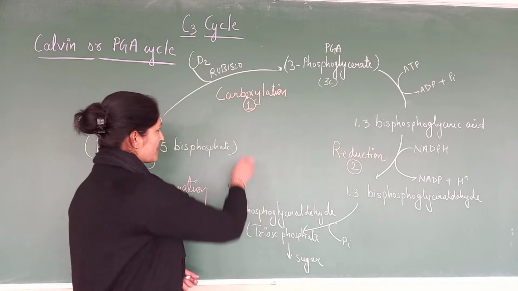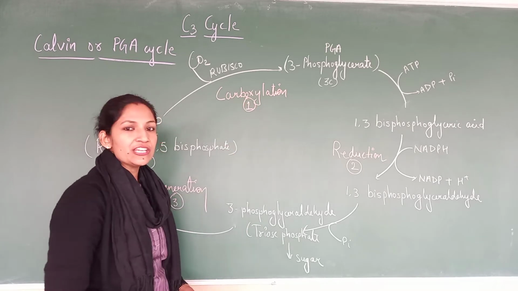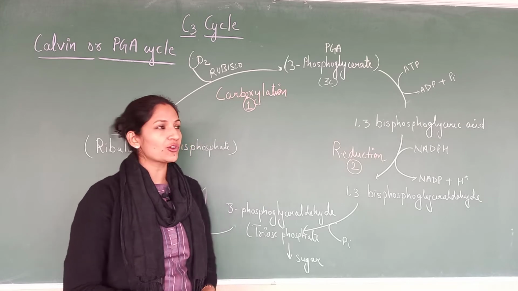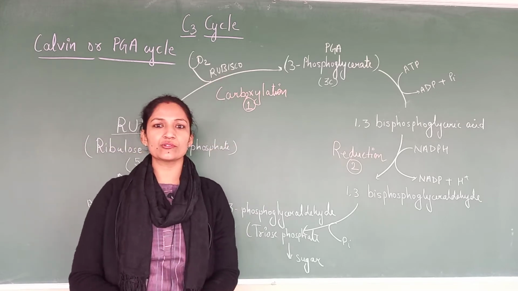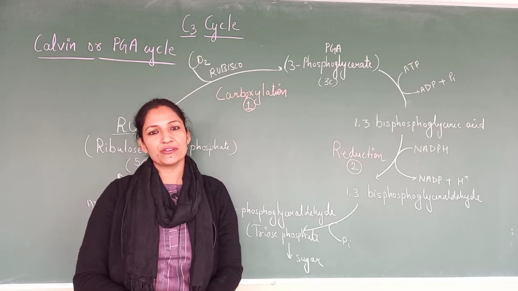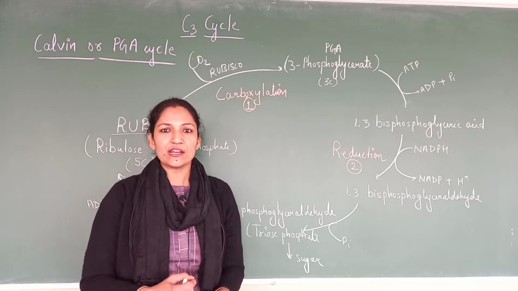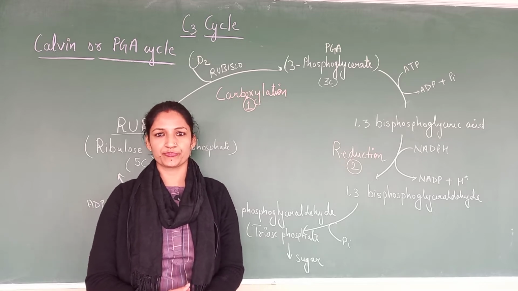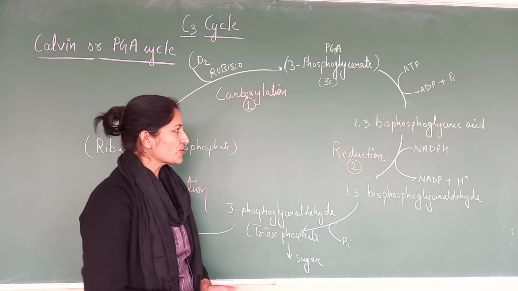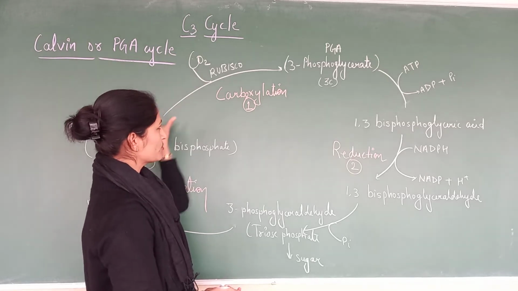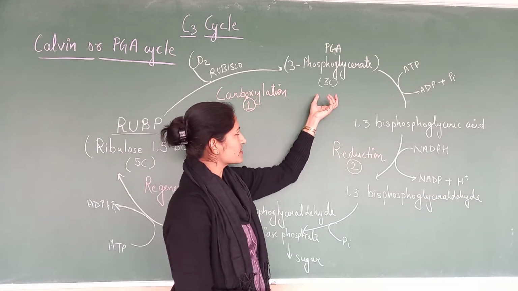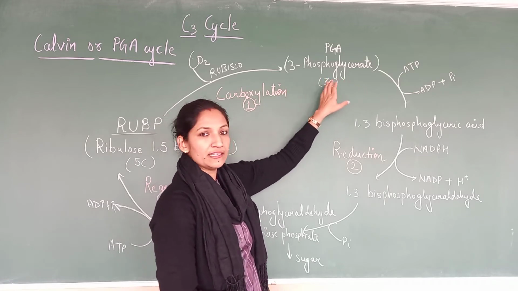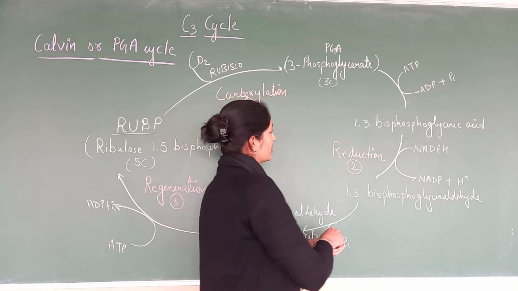So this is the first step, carboxylation, addition of the CO2 to the substrate in the presence of enzyme called Rubisco. Rubisco stands for ribulose bisphosphate carboxylase and oxygenase enzyme, which have the dual property. We'll discuss that later on. So after adding the CO2 to the substrate, we got the first stable product 3-phosphoglycerate. This is 3 carbon containing compound, 2 molecules we have got.